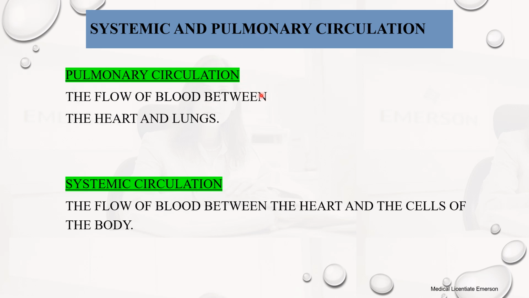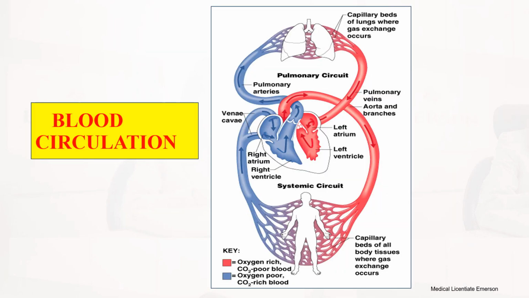Let's start with the systemic and pulmonary circulation. So pulmonary circulation is the flow of blood between the heart and the lungs. Then systemic circulation is the flow of blood between the heart and the cells of the body. This is the blood circulation we're talking about. Okay, systemic circulation and pulmonary circulation. So this actually is a continuous process. This is how actually it is.